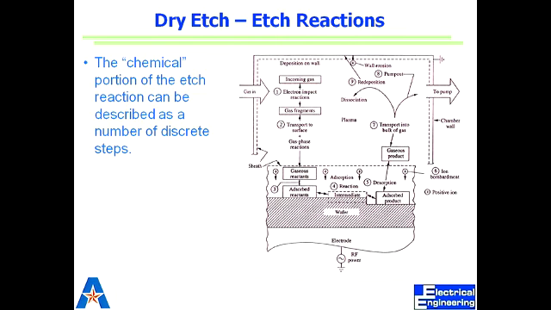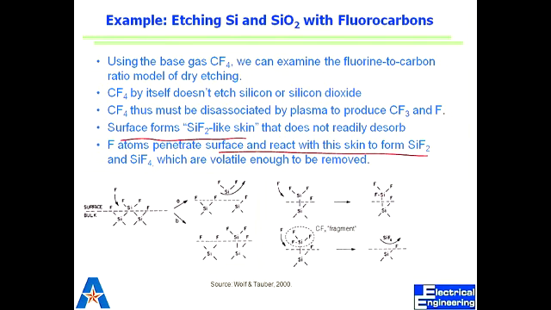The chemical portion of the etch reaction can be described as a number of discrete steps. This is just giving you a flow chart of how the gas comes in. After that, you bombard it in the presence of plasma, and with the help of a pump, you take out the byproducts with the carrier gases. Okay. So here, in this slide, we are discussing the same thing that I left there, because I knew that in the next slides we will be discussing that.